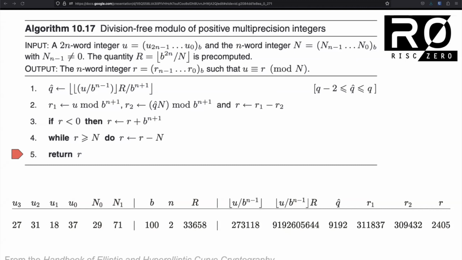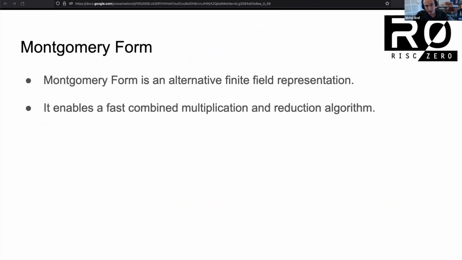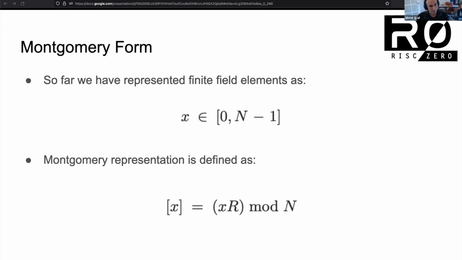Let's talk about Montgomery form. Montgomery form reduction and multiplication is the other major way we can reduce numbers to get them back into the canonical representation. It's called Montgomery form because it is an alternate finite field representation. This alternate finite field representation enables a fast combined multiplication and reduction algorithm. But it does require you to do some pre-processing to get your numbers into this representation. So what is the Montgomery form? When you think about finite field elements, classically they're represented as numbers from 0 to the modulus.